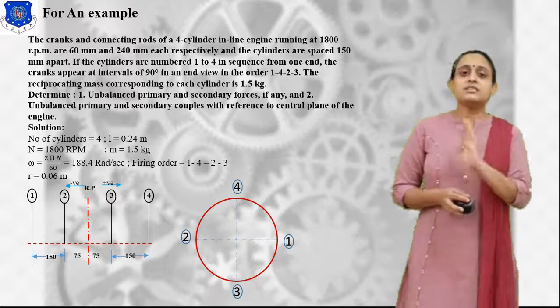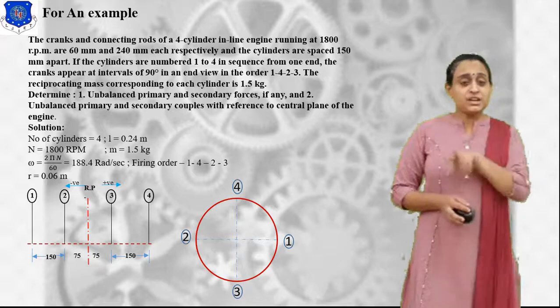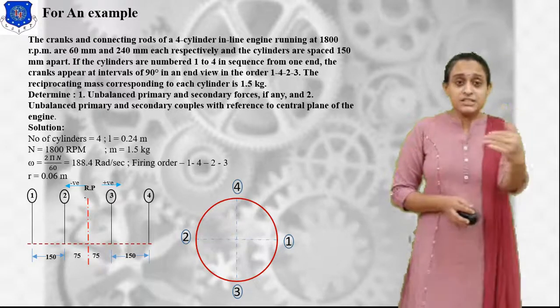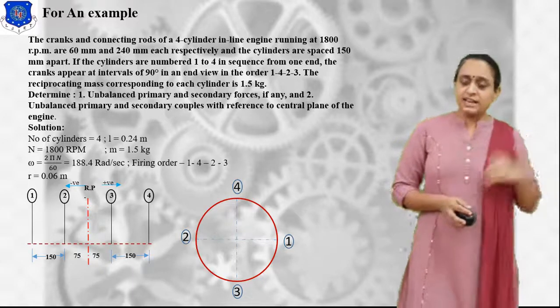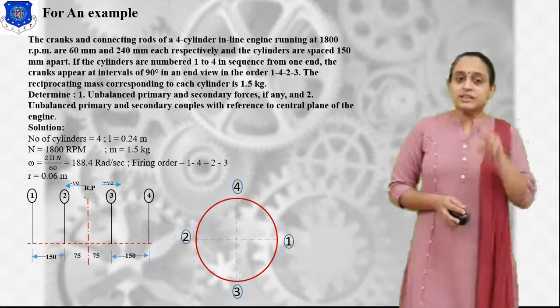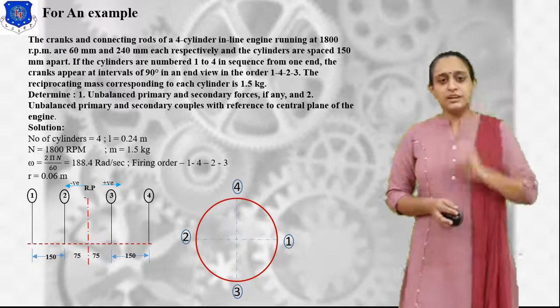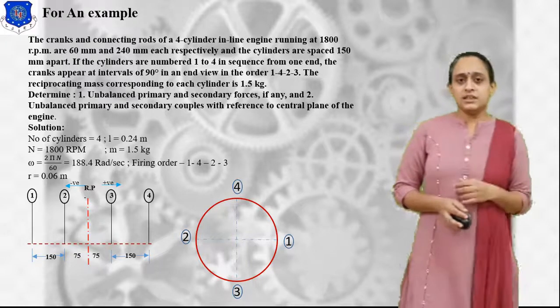Now, the cylinders are spaced 150 mm apart. It means the distance between each cylinder is 150 mm. As you see in our diagram, we have drawn the crank axis as well as 1, 2, 3 and 4, which are the cylinders. The distance between each cylinder is 150. We have already mentioned it in this diagram. Now let us study next.